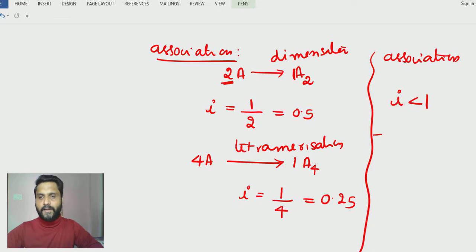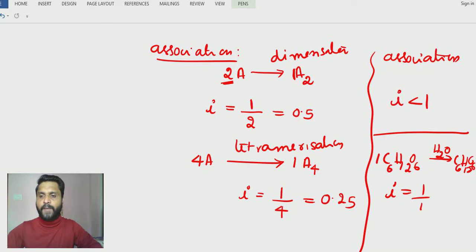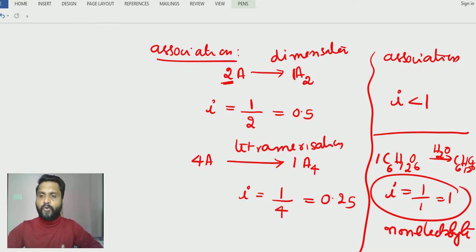Clear? Now if I take glucose, C6H12O6, and dissolve it in water, will it undergo association or dissociation? No, it will remain as C6H12O6 only. But glucose is soluble in water due to hydrogen bonding. It will not undergo association or dissociation, it simply dissolves. So it is a 1 to 1 ratio. Therefore, i is equal to 1 divided by 1, which is 1. Suppose i is equal to 1, there is no association or dissociation. Clear? And glucose is known as a non-electrolyte. Non-electrolytes do not produce ions.